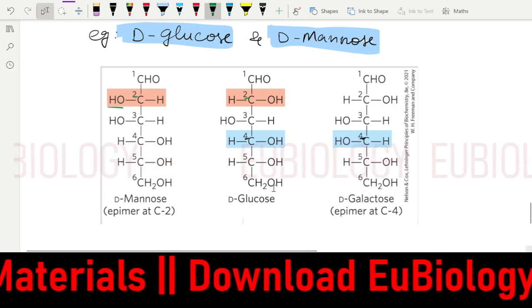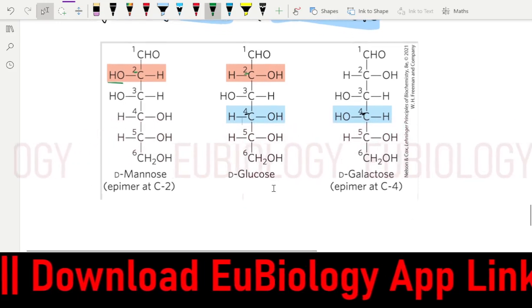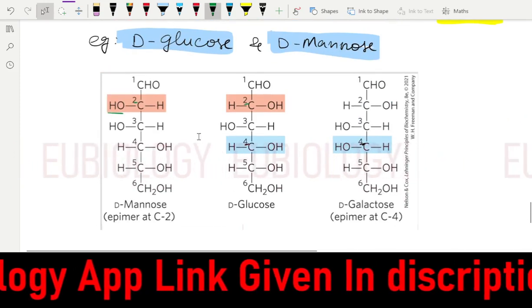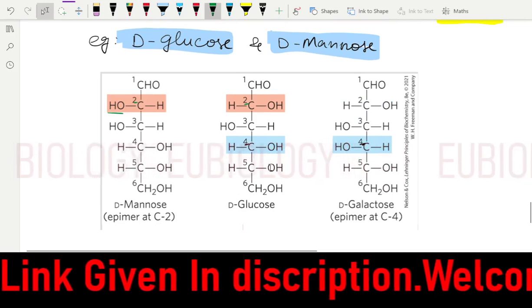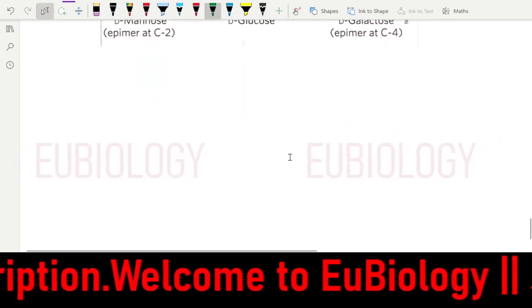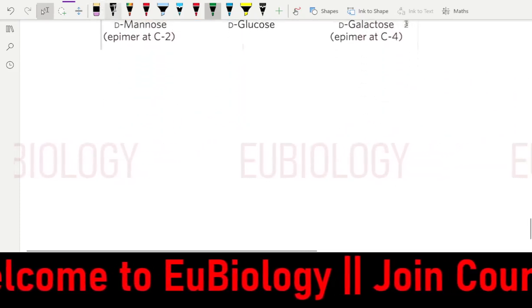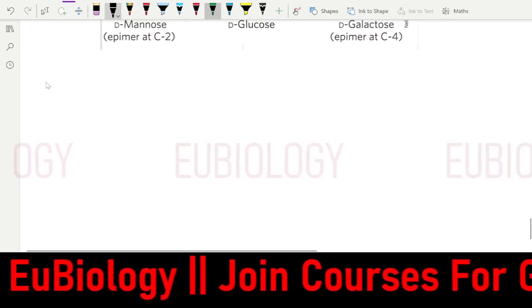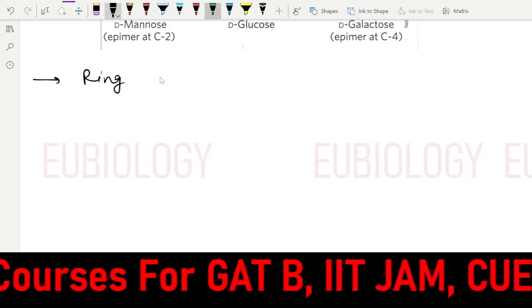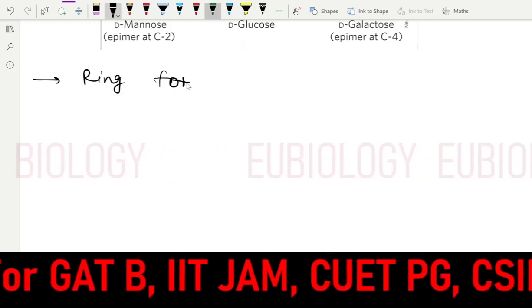So this is done. Now we'll see how the rings occur. Actually, the carbons which you are seeing here will not stay in the chain. They want to be in the ring structure. Why? It gives them more stability. So the ring structure will be formed by the intermediate structure.